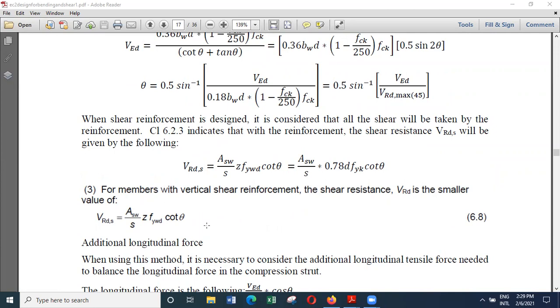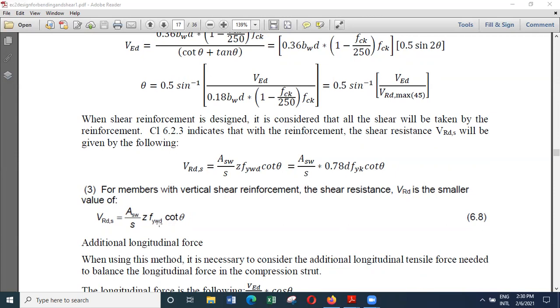And basically what we are saying is the vertical component of the shear force is resisted by the vertical component of the applied force. Sorry, the shear is actually resisted by the reinforcement, and the resistance of the reinforcement is given by this equation. So this is the equation that is given in the code. And if you look at this equation, this is the area of reinforcement, this is the stress. So the force is given by the multiplication of these two.